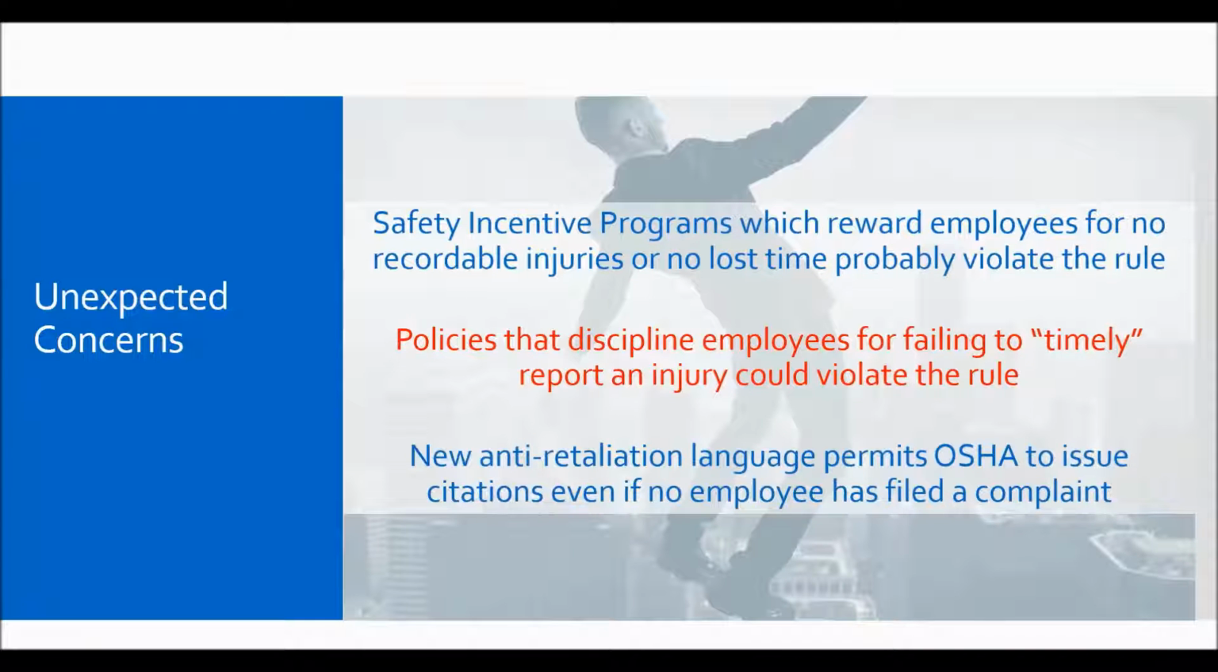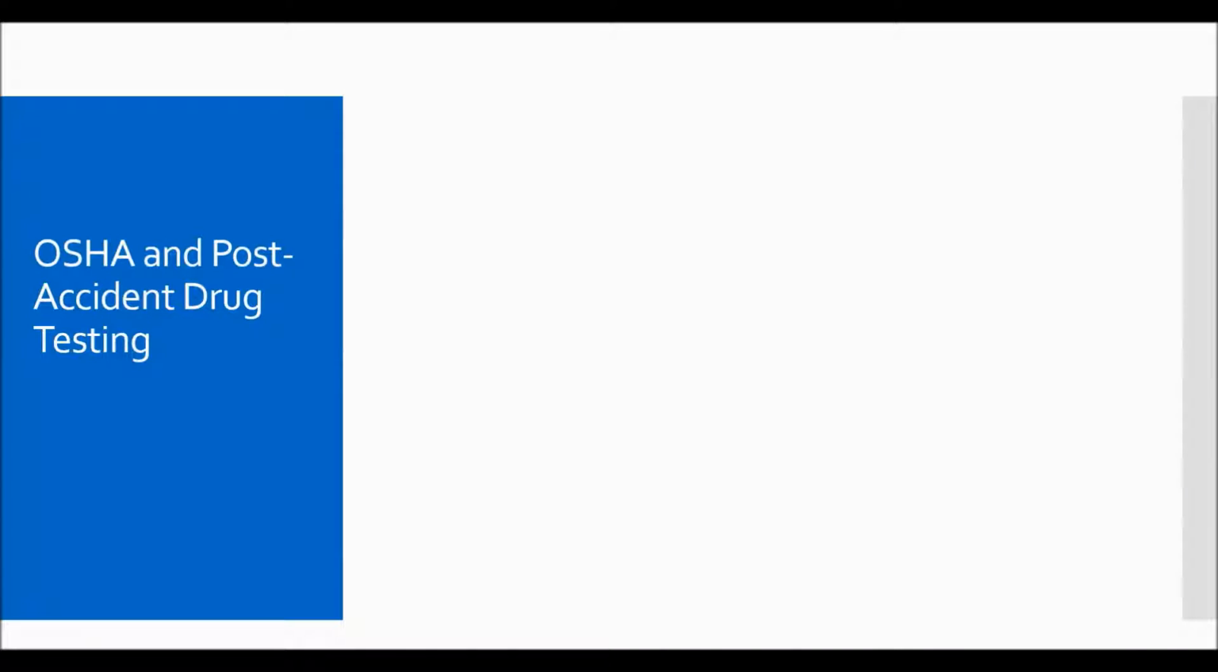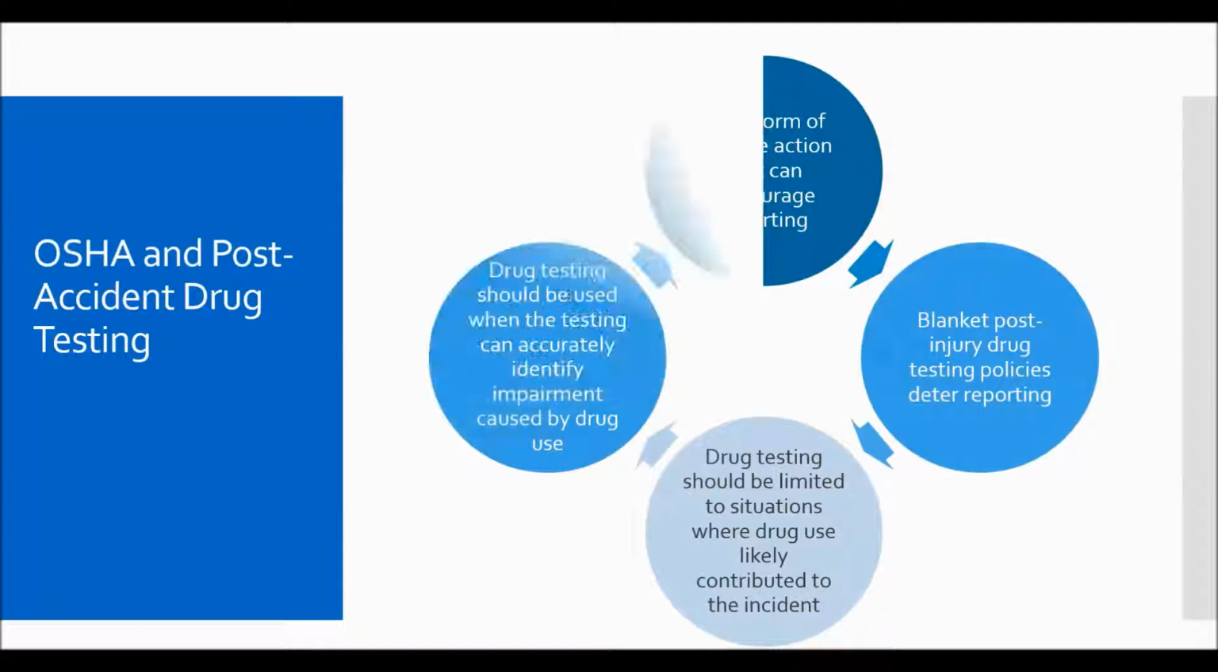Interestingly, this new anti-retaliation language that we spoke about permits OSHA to issue citations now, even if the employee has not filed a complaint. Heretofore, an employee had to file a complaint with OSHA within 30 days of the incident. Then OSHA would investigate retaliation under Section 11C of the Act. Now, under this new provision, OSHA on its own can begin to investigate and issue a citation. And remember now, OSHA also has increased fines by 78%, so it's going to become more costly to violate the rules.